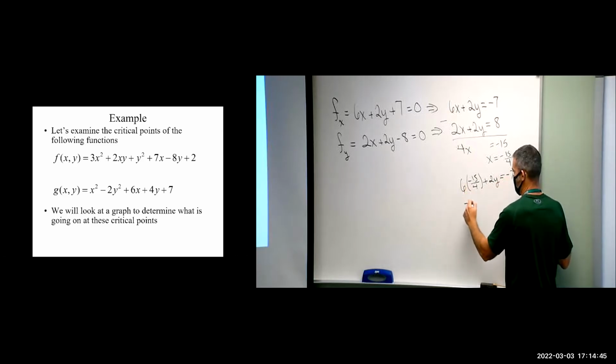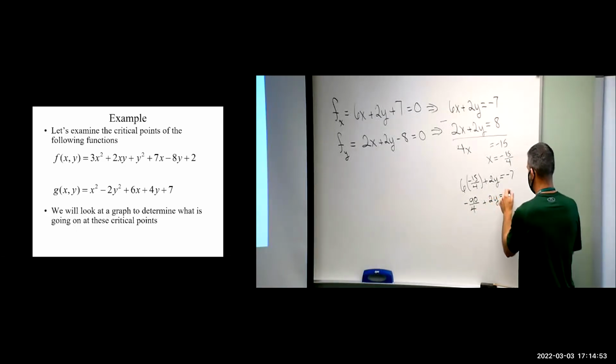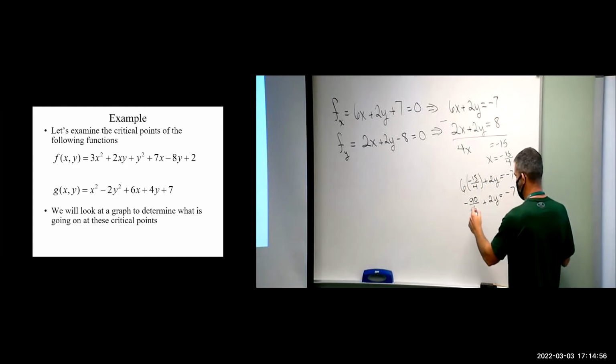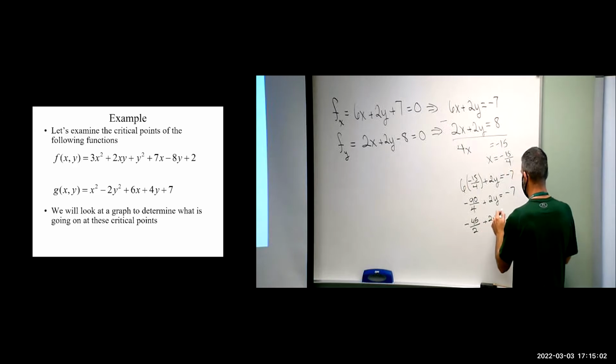So what do we got? -90 over 4 plus 2y equals -7. Since we're going to be dealing with fractions, let's reduce this. So -45 over 2 plus 2y equals -14 over 2.